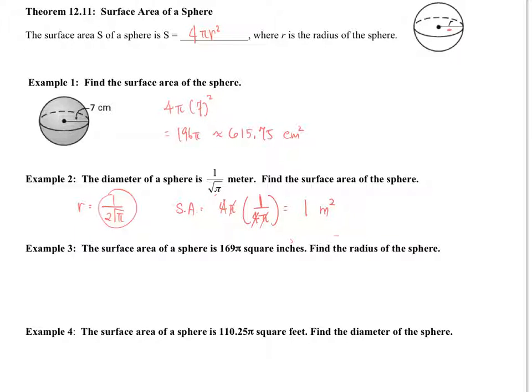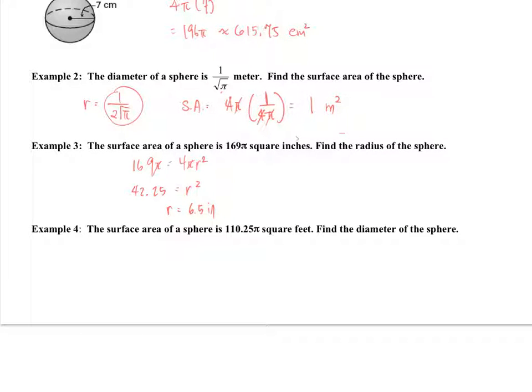Example 3. The surface area of a sphere is 169 pi square inches. Find the radius of the sphere. So 169 pi equals 4 pi r squared. So we could cancel out pi here. 169 divided by 4 is 42.25. And this will be equal to r squared, and r should be 6.5 inches.